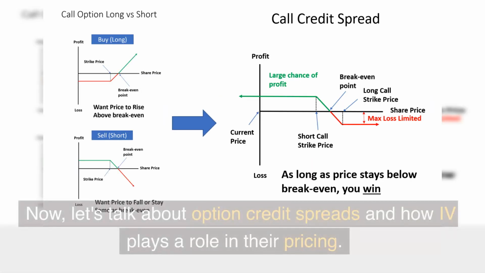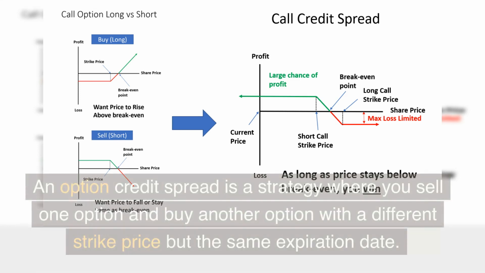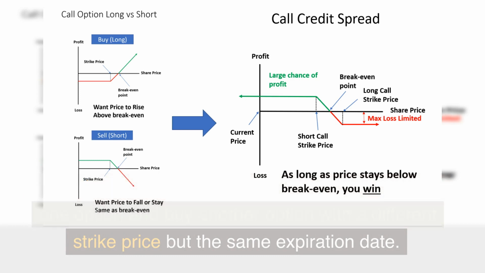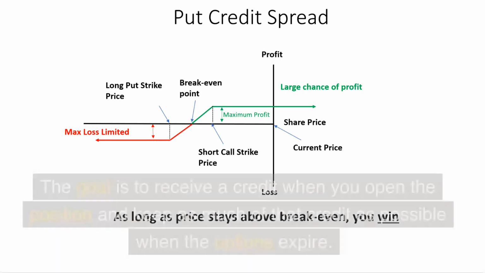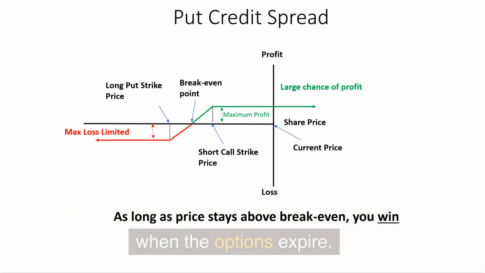Now, let's talk about option credit spreads and how IV plays a role in their pricing. An option credit spread is a strategy where you sell one option and buy another option with a different strike price but the same expiration date. The goal is to receive a credit when you open the position and keep as much of that credit as possible when the options expire.